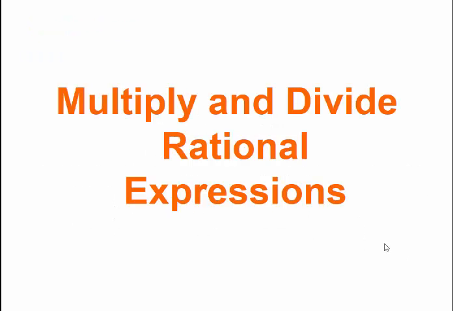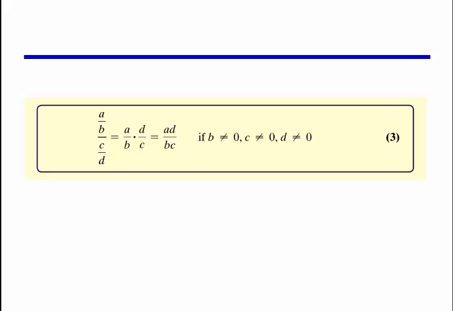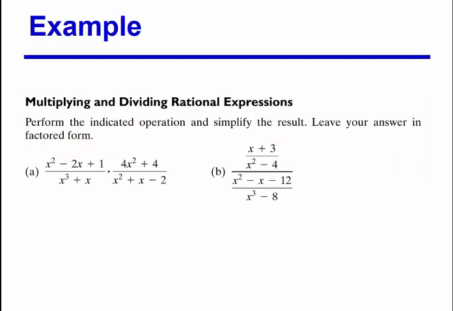The next one is multiply and divide rational expressions. So here's just a quick theorem. a over b times c over d is equal to ac over bd, as long as b and d do not equal 0. So when we multiply fractions, we just do top, top, bottom, bottom. When we divide fractions, we actually multiply by the reciprocal of the second fraction. So a over b divided by c over d actually ends up being a over b times d over c, which then ends up being ad over bc, as long as b, c, and d do not equal 0.